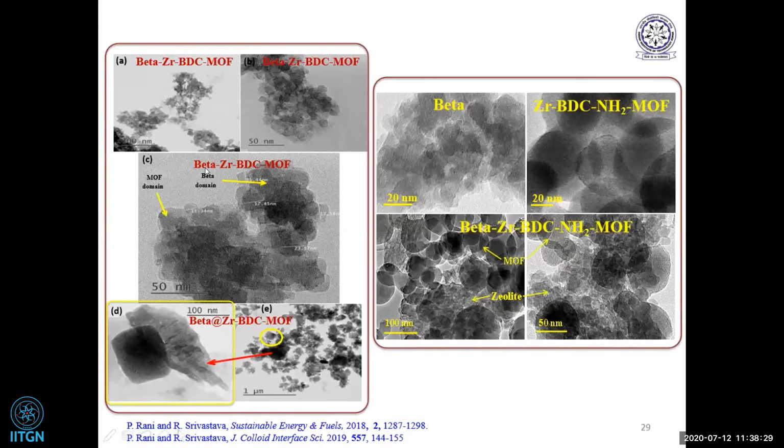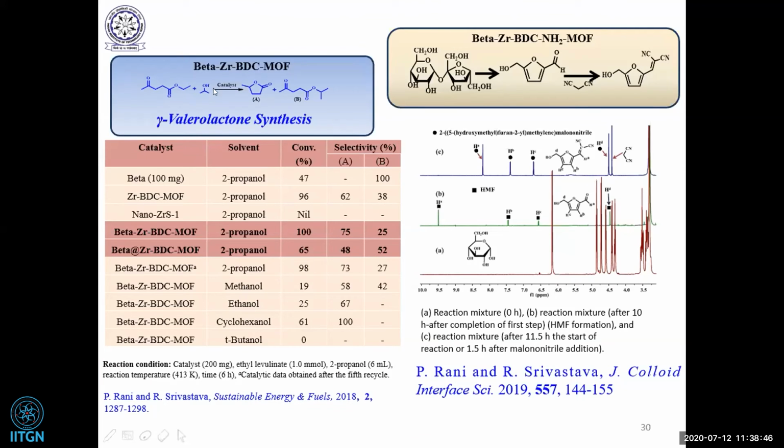You can see that this is the TEM image of beta zirconium BDC MOF, which is prepared with the functionalized beta. You can see that you can hardly distinguish the beta domain and the MOF domain. But when it was not functionalized, you can easily distinguish these two domains. Now we employed these materials for selective catalysis. What we have seen is that in gamma valerolactone, which is again a very good solvent for biomass, you can take ethyl levulinate, which is produced from levulinic acid, which can be produced from biomass.